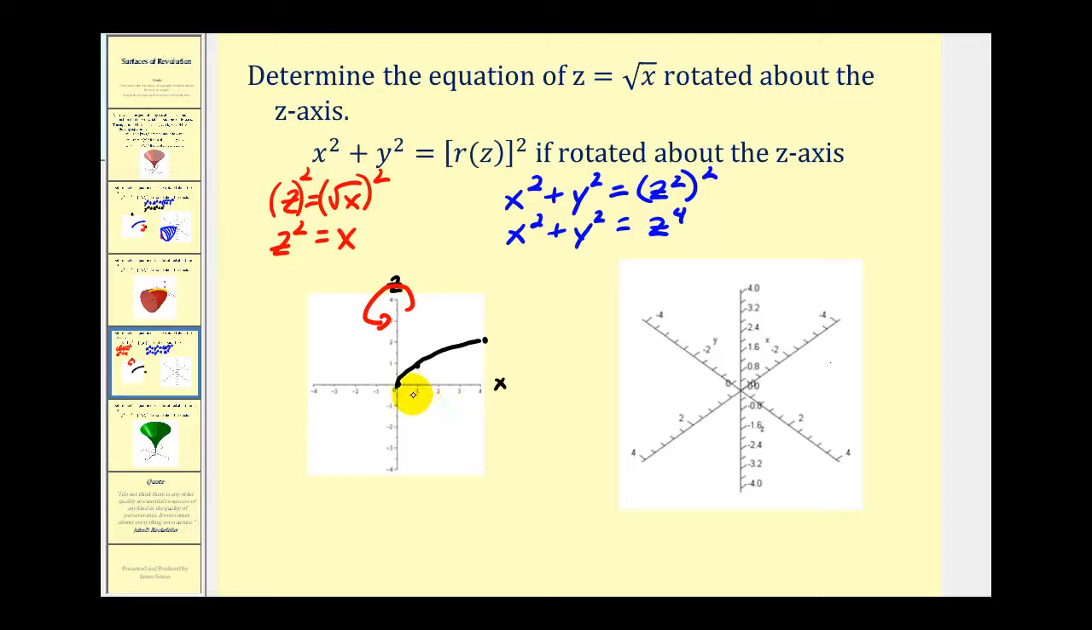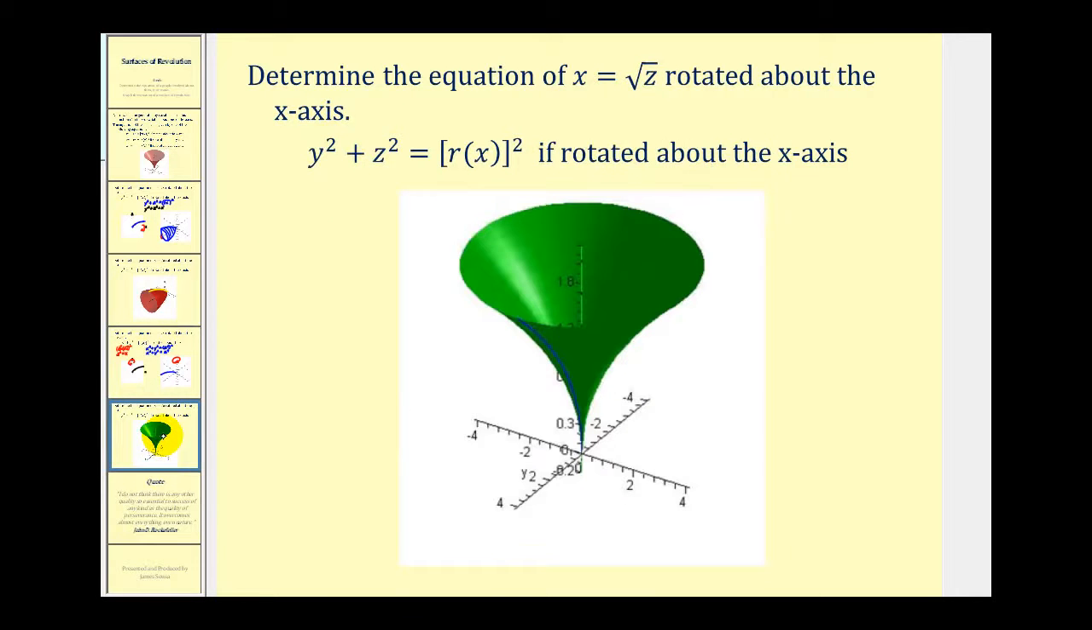So if we sketch this generating curve on the xz plane, it would look something like this, just like the previous video. Then if we rotate this about the z-axis this time, it will produce a surface that looks something like this. Again, here we see the generating curve rotated about the z-axis, and it produces this shape here. So not only do we have the graph of the surface, we also were able to find the equation of the surface pretty easily. I hope you found this video helpful.